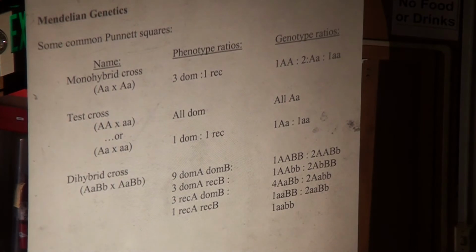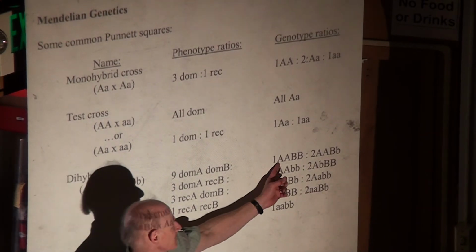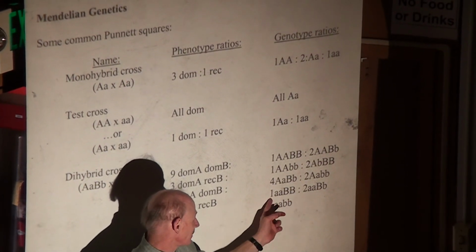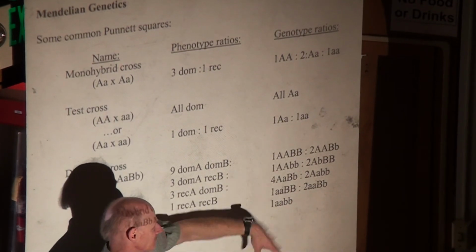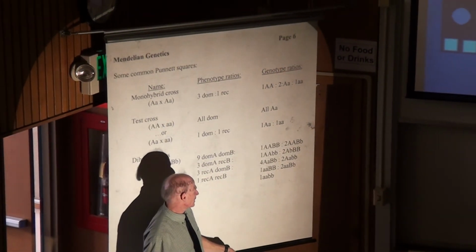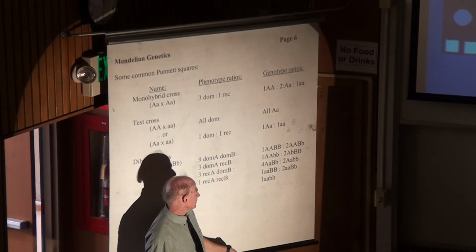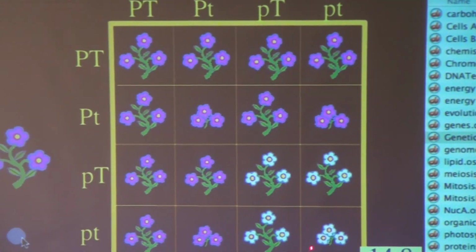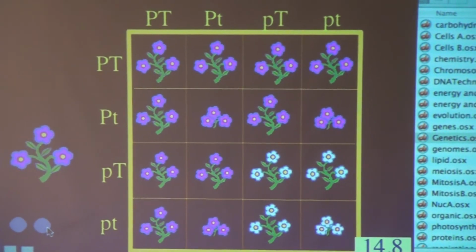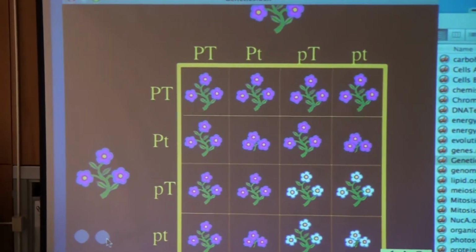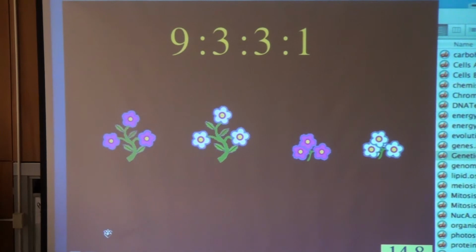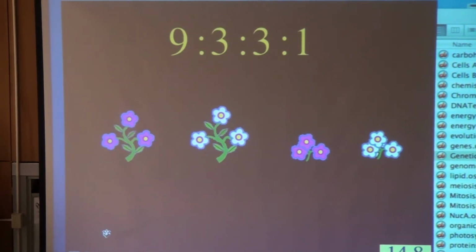The genotypes are a little more complicated. Here they are, 1 to 2 to 1 to 2 to 4 to 2 to 1 to 2 to 1, through all those various genotypes. There we go. But the phenotypes are definitely a little bit simpler to consider. Notice you only get 1 out of 16 chance of having recessive for both traits. That's an interesting thing to remember. There we go. The 9 to 3 to 3 to 1, the famous 9 to 3 to 3 to 1 ratio.